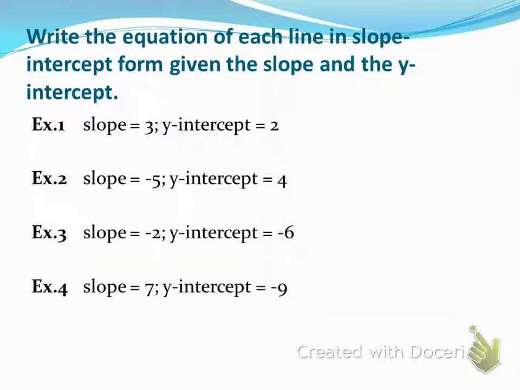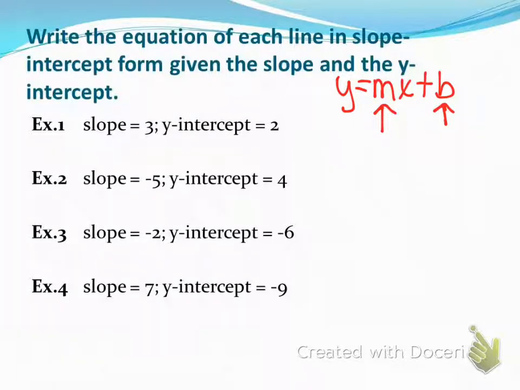All right, so we are asked to write the equation of each line in slope-intercept form with the given slope and y-intercept. So, our general equation is y equals mx plus b. We are looking to plug something in for m and plug something in for b.